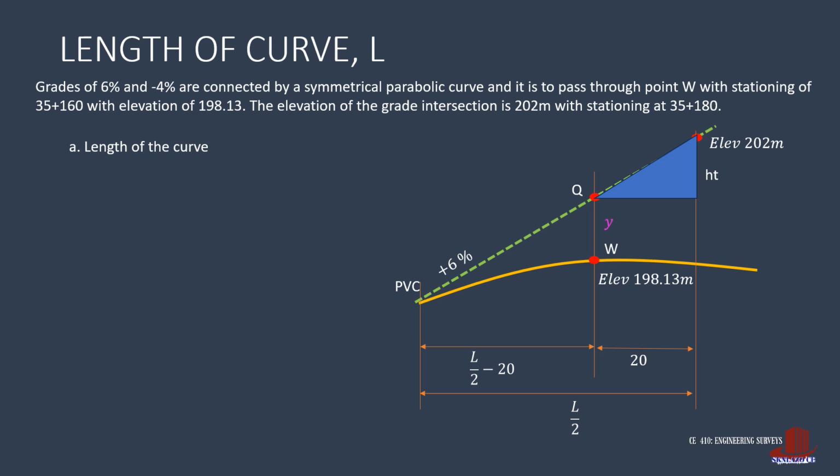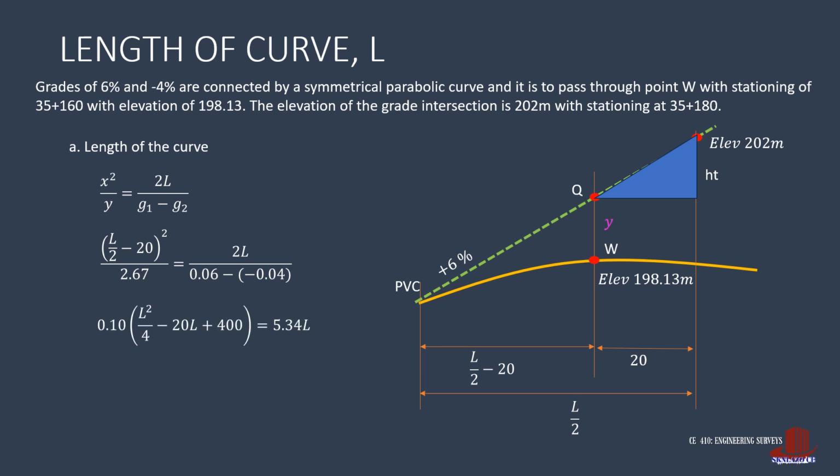With Y already known, get back to the proportionality and plug in the known parameters. There is the square of half of L less 20 upon 2.67, the value of Y. This is equated to 2L upon the difference of the grades 0.06 and negative 0.04.